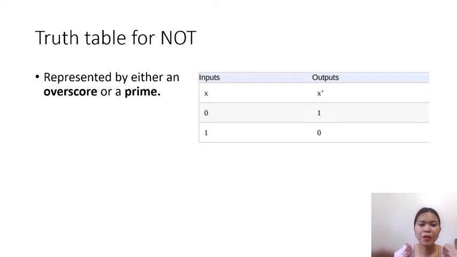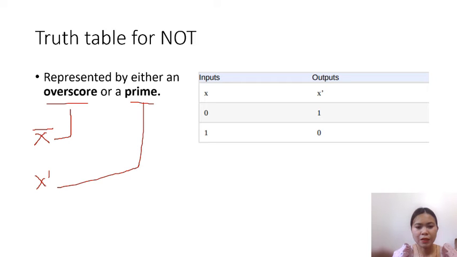Now let's proceed to the third and last operator. The NOT operator is represented by either an overscore or a prime. So for example, the variable x, how do we represent that using the NOT operator? We can use the overscore. When we say overscore, may line sa taas ng variable. And when we say prime, meron siyang parang apostrophe sa side, isang apostrophe lang, ganyan. So this is the overscore, and this is the example of prime.